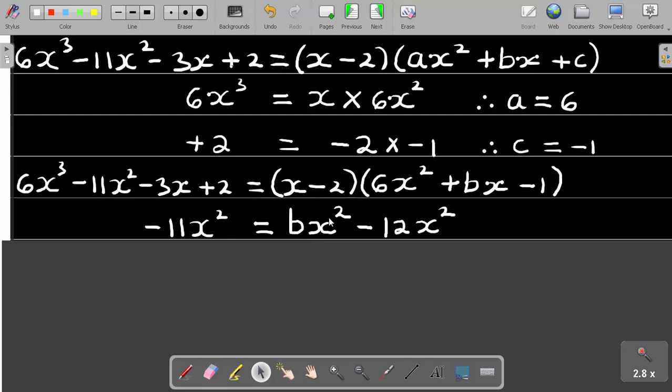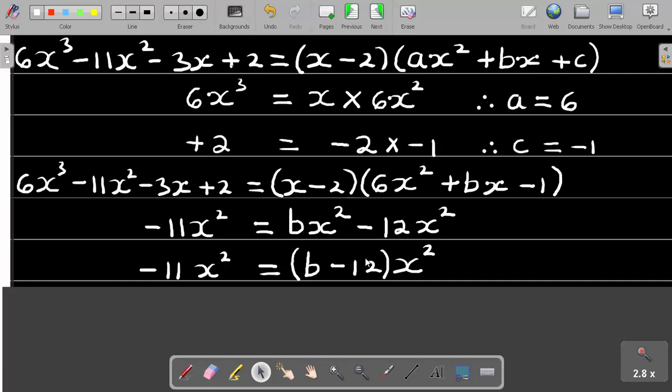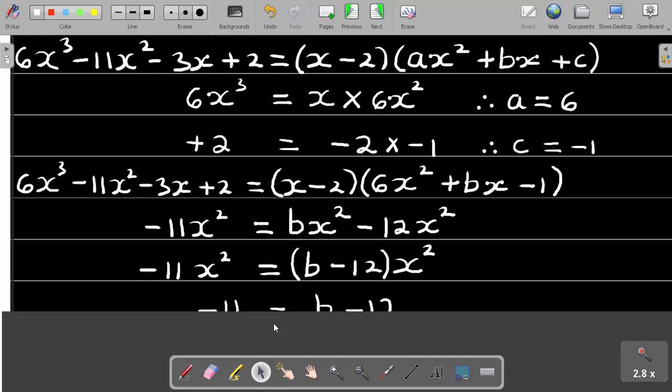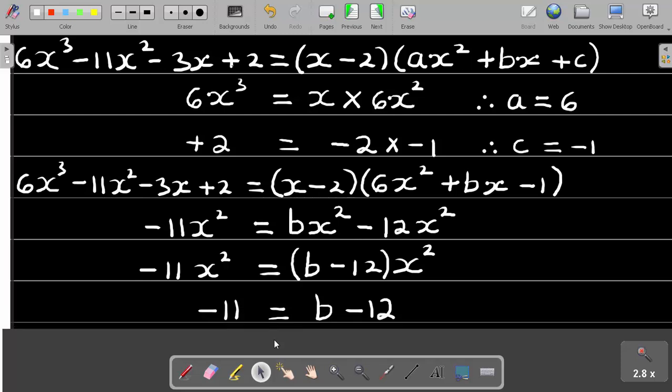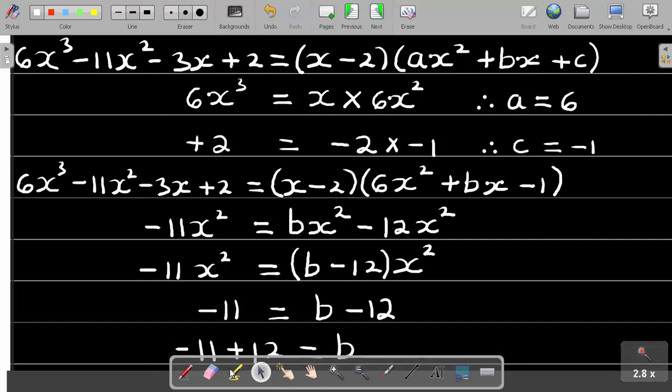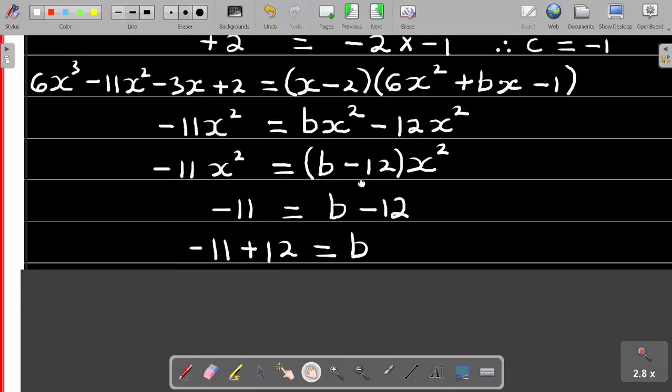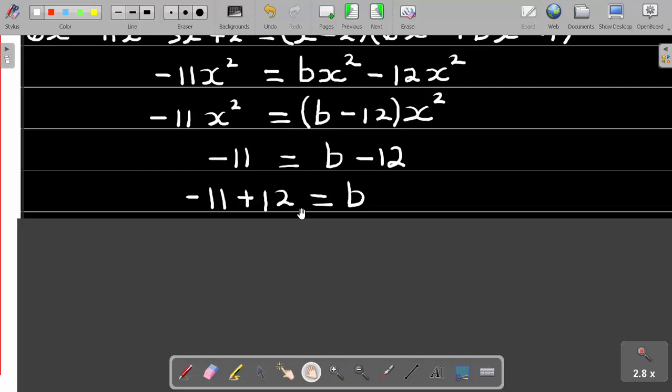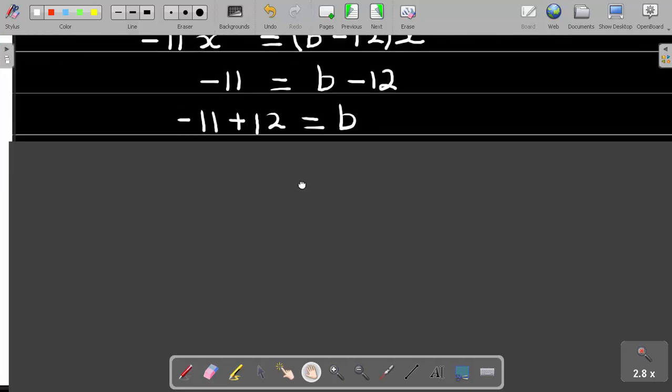I have bx squared minus 12x squared. So if I take the x squared out here, I'm going to have b minus 12. So if I compare the coefficients of x squared, I'm going to equate b minus 12 to negative 11. So the minus 12 becomes positive, right? So I'm going to say that negative 11 plus 12 must give me b. After simplifying here, what's negative 11 plus 12? I get my b as 1.